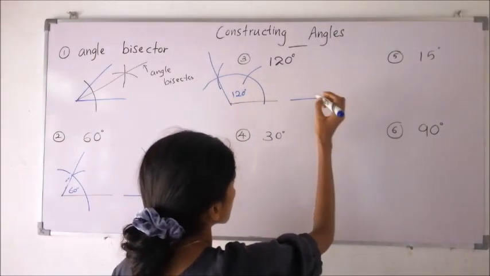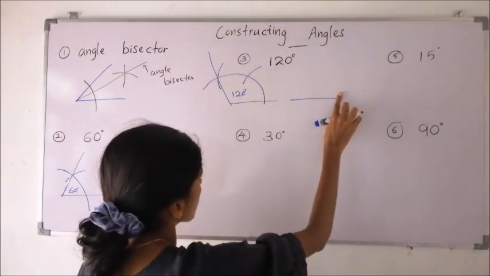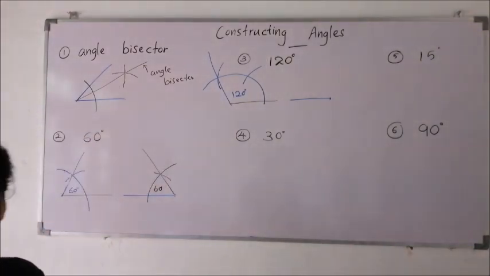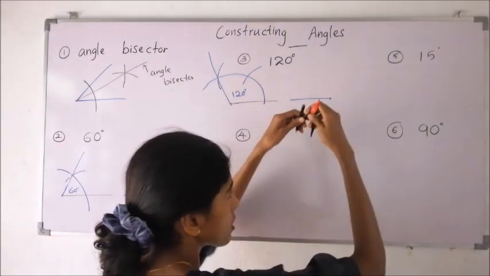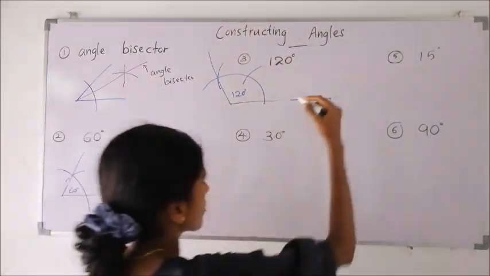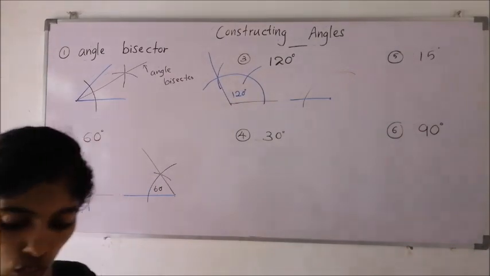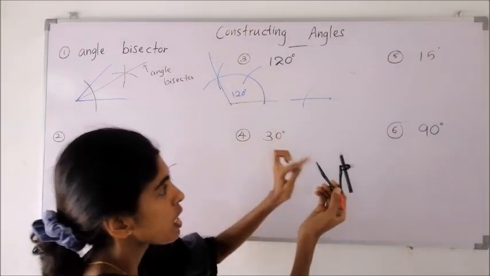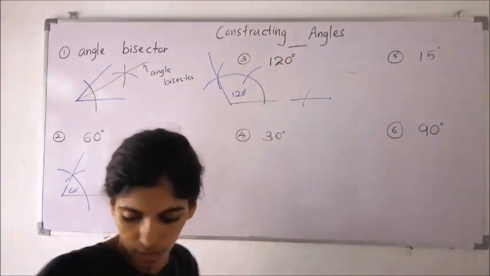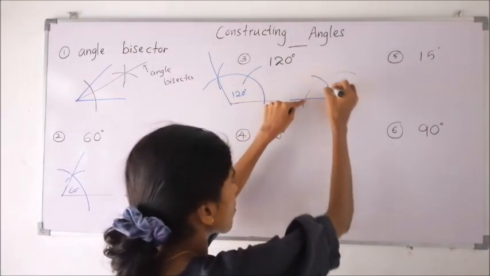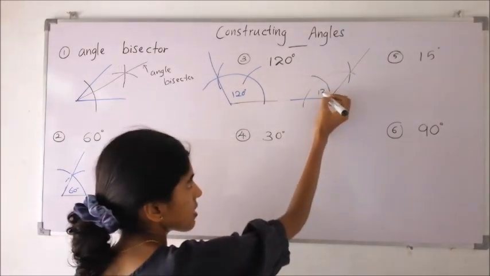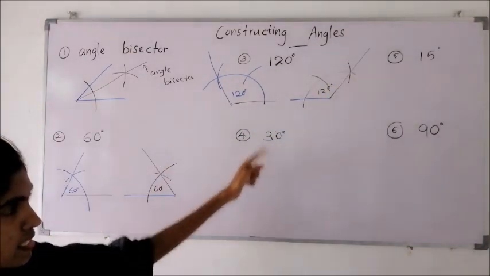From this point we will do that. Take the compass, open it to any length. Draw a bigger arc than earlier. Now without changing the length that you took, keep the middle point at this point. Draw one arc and go to that place. Draw another arc. First arc, the second arc. Now the end point and the second point should be joined. This is 120.